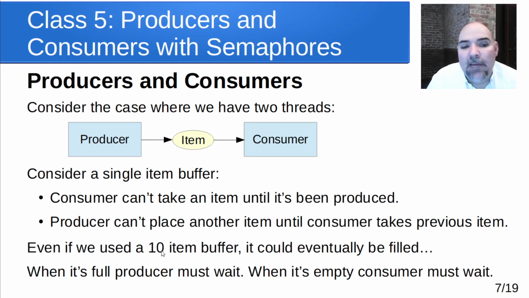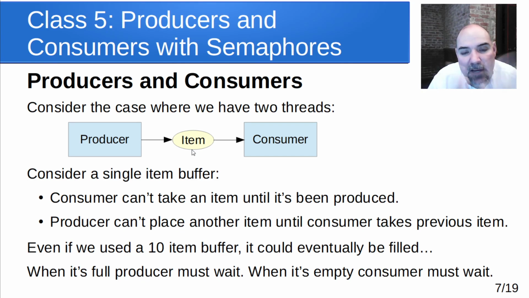So the idea here is we want to have it so the consumer can't take an item until it's been produced. And we also want to make it so the producer can't place another item in that slot until the consumer consumes the previous one. And even if we made the buffer a little bit bigger, say a 10 item buffer, eventually we would produce 1, 2, 3, 4, 5, 6, 7, 8, 9, 10 items in the buffer. Now it's full. We can't produce another one until the consumer has pulled one out of that buffer. So when the buffer fills up, the producer has to wait.